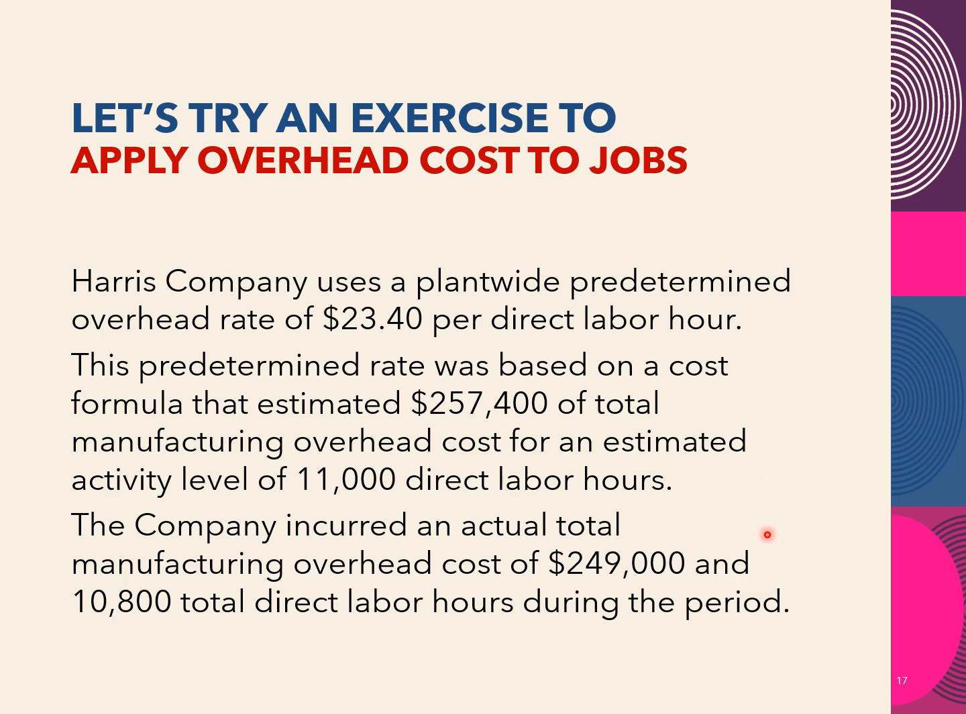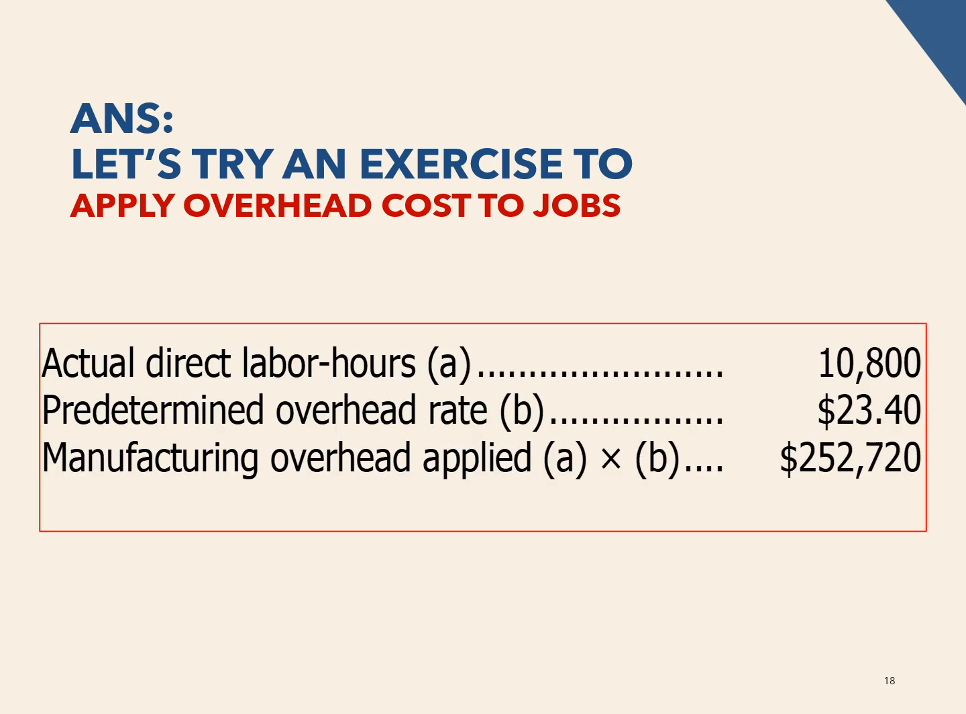The company incurred an actual total manufacturing overhead cost of $249,000 and 10,800 total direct labor hours during the period. Here is the answer for the question. Our actual direct labor hours is 10,800 hours. Our predetermined overhead rate is 23.4, so you multiply these two numbers together, and you will get the manufacturing overhead applied, that is $252,720.